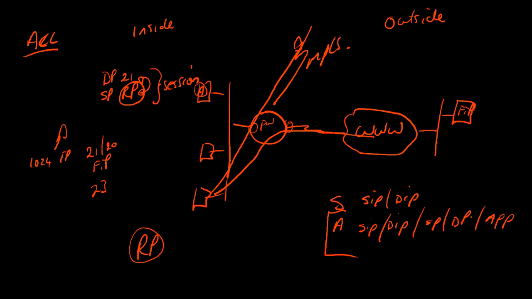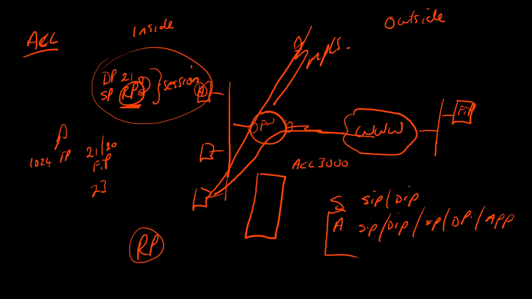Now, this is the challenge at the moment, because number one, I can't predict the random port. So what we have to start doing is say, well, we're going to build this big wall here, and we're going to say, okay, access control list, let's make it 3000. Deny IP. Bam. Slam it on there. Inbound.